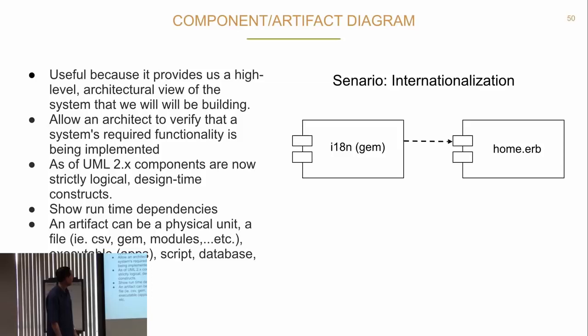Component diagram. This is the last one we're going to cover. It's useful because it gives us a high-level architecture of what's being built. It allows an architect to verify that a system's required functionality is being implemented. In UML 2.x, components are now strictly logical, design-time constructs, and they actually call these constructs now. But since we're on 1.0, I like calling them component diagrams. If you use Gliffy or Visio, guess what the little menu is going to have on it? For UML, it's going to be called a component diagram.